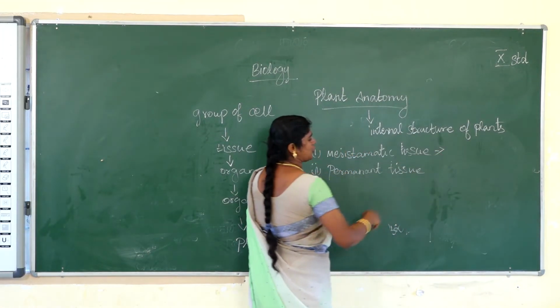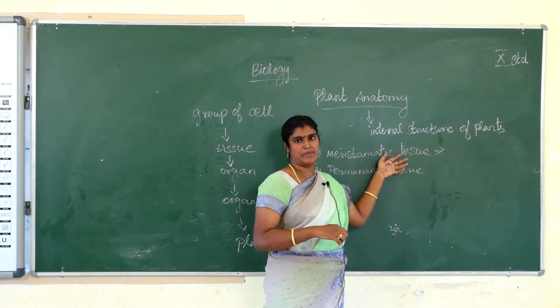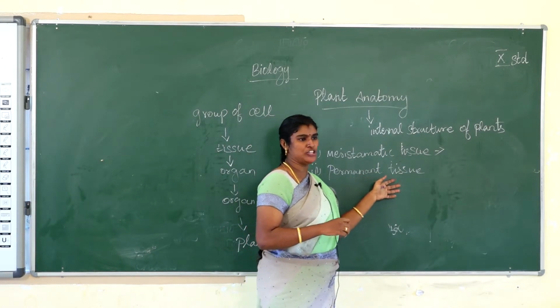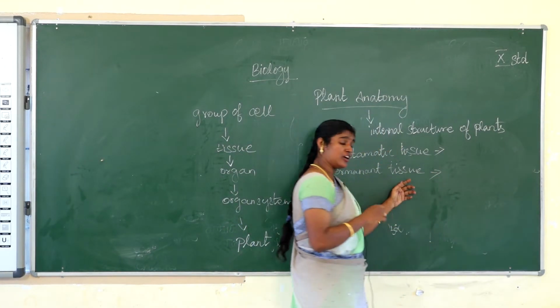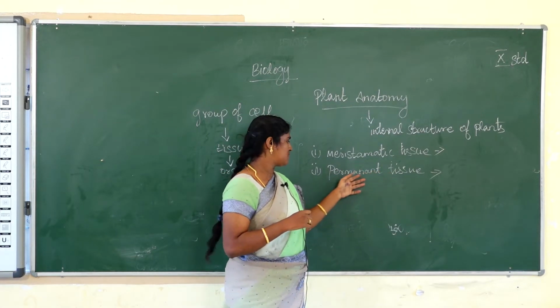What is meristematic tissue? Undifferentiated cells capable of cell division are called meristematic tissue. Another one, permanent tissue, is made of non-dividing cells. It occurs in mature plants.